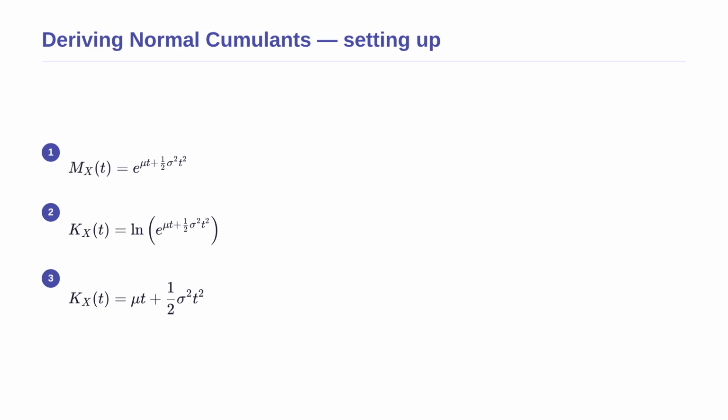However, by applying our definition and taking the natural logarithm, the exponential function and the logarithm completely cancel each other out because they are mathematical inverses. This brilliant simplification leaves us with a beautifully simple quadratic equation, which is now perfectly ready for differentiation in our next step.